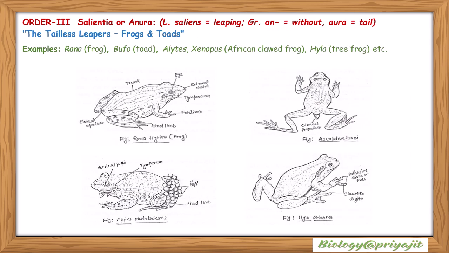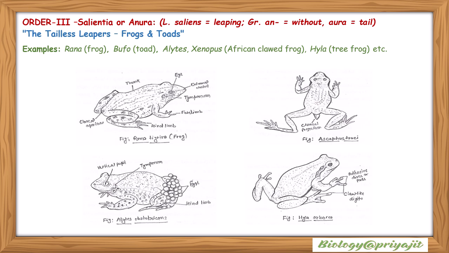Saliens means leaping, and Anura means without tail. The tailless leapers include frogs and toads. The examples are Rana, frog; Bufo, toad; Alytes; Xenopus, which is known as the African clawed frog; and Hyla, which is commonly called the tree frog.